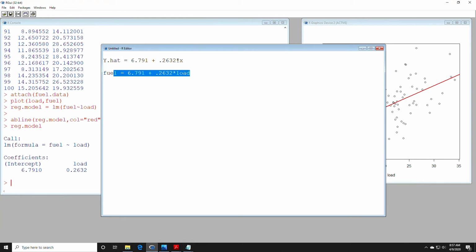This is the equation of the line, right? Y is equal to 7 plus 0.26 times x.